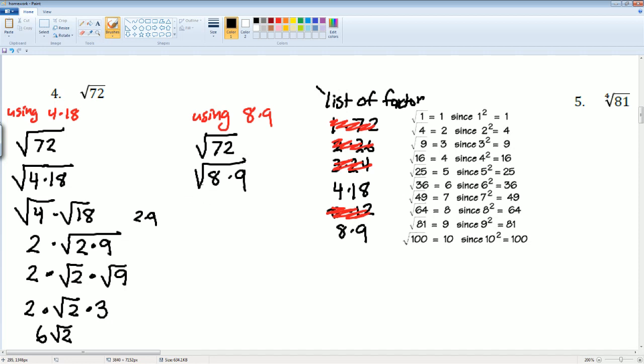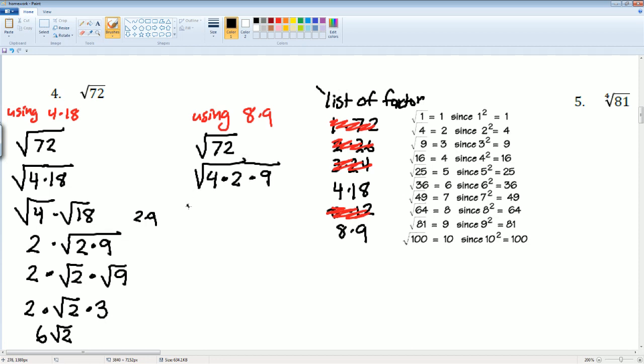Okay, I'm going to break this down a little bit more. 8 can also become this, the 8. I'm just going to do 4 times 2. Right. So I'm going to break this down a little bit more. So this is 4 times 2 times 9, right? Because again, this is where the 8 is.